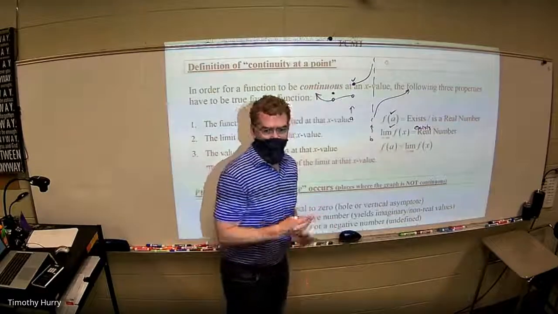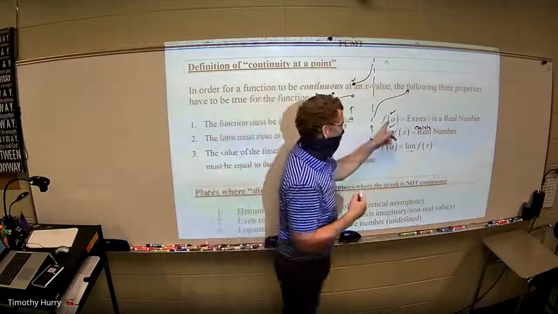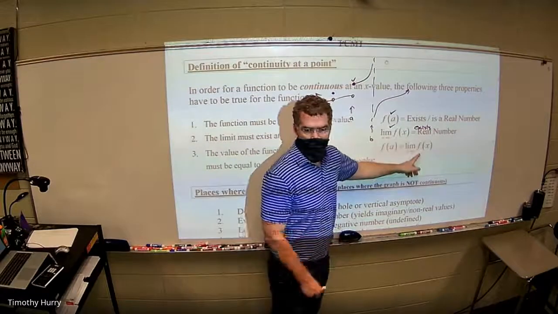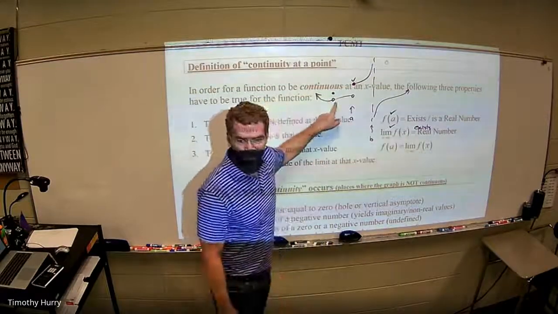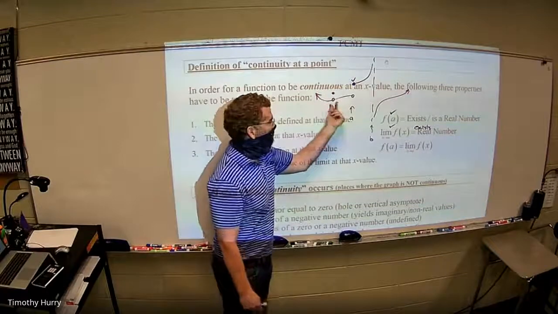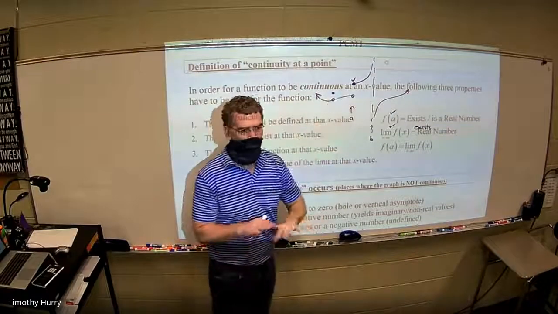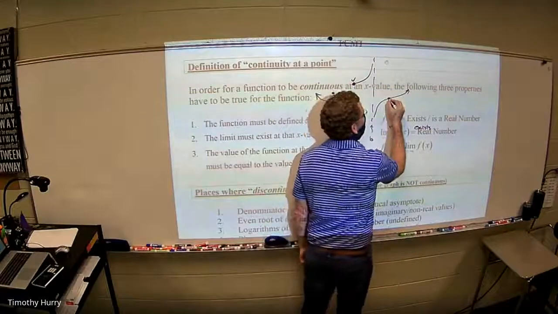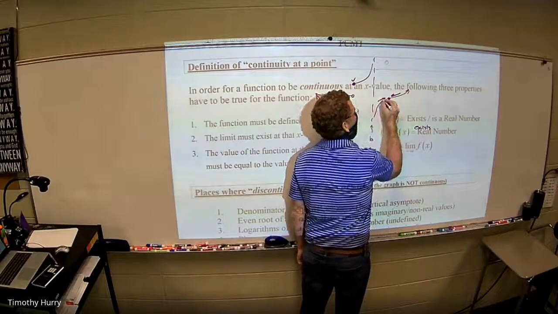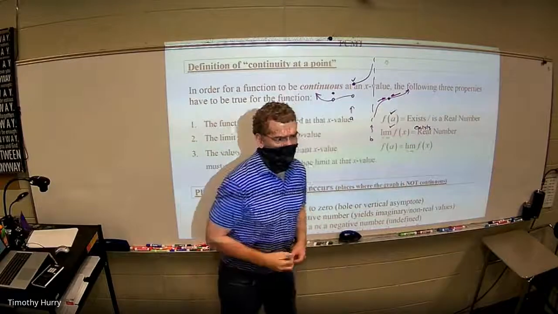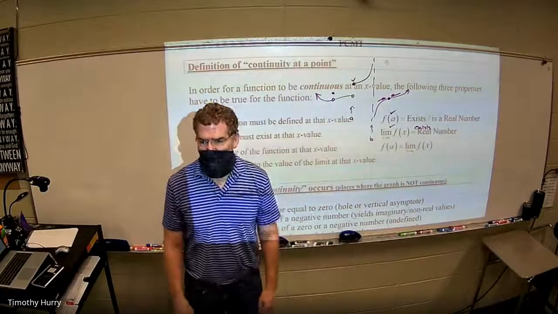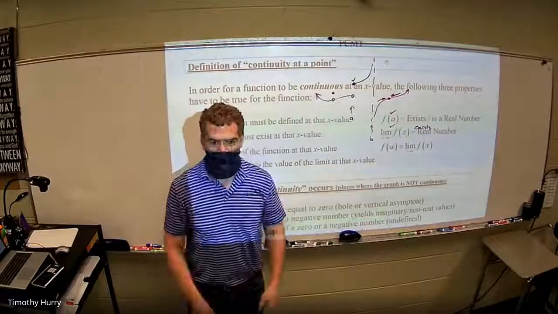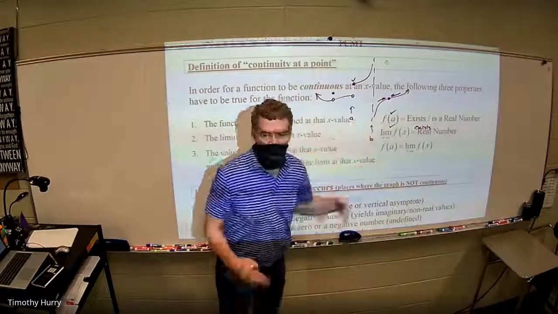The last box is that the value you got when you checked the value has to equal the value you got when you checked the limit. And that doesn't happen here, does it? Because maybe the limit was 3, the value is 4, that's not equal. So to be continuous, the value has to exist, the limit has to exist, and they have to be the same thing, which is kind of common sense if you think about it. You've got to have a point there, and it's got to be going into that same point from both sides. Those are the three points you check.